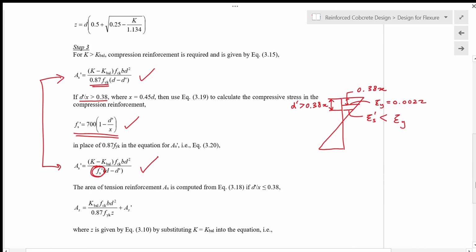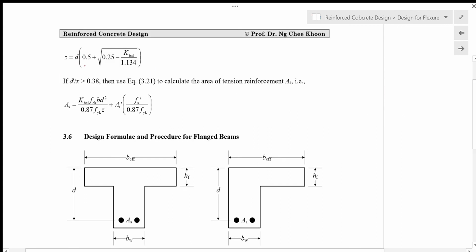If the compression steel is yielding with d prime over x smaller or equal to 0.38, then the area of tension reinforcement As is computed using this equation, which is equation 3.18 as derived before. In this equation, Z is the moment arm given by equation 3.10 by substituting K equals K balance into the equation. That is, Z equals d times open bracket 0.5 plus square root of 0.25 minus K balance over 1.134 and then close bracket.